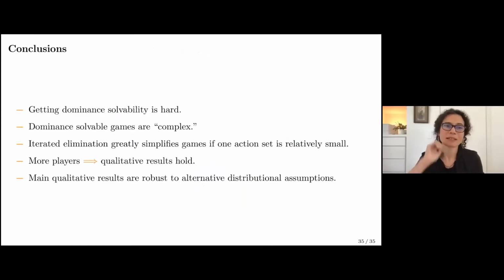All right, so I'll conclude. There are essentially these three facets of complexity that I tried to show you. I tried to show you that getting dominant solvability, that's probably in line with common wisdom, is pretty difficult, and we can even quantify the speed. Dominant solvable games are fairly complex in that they require many iterations. Iterated elimination, nonetheless, greatly simplifies the game. That's where the silver lining comes in, at least when one action set is relatively small. And in fact, it's done in one iteration. So that's a truly nice thing.